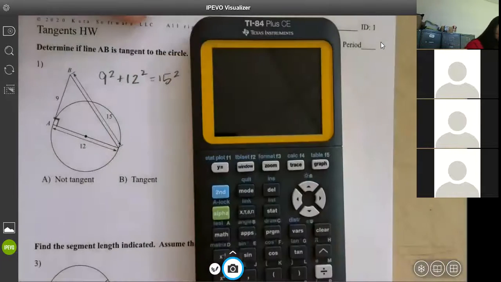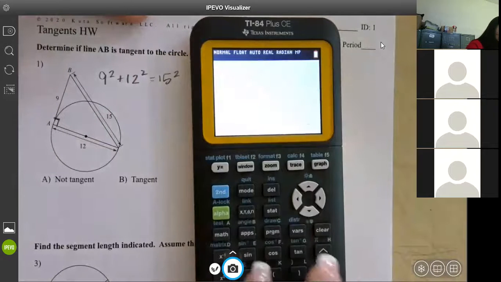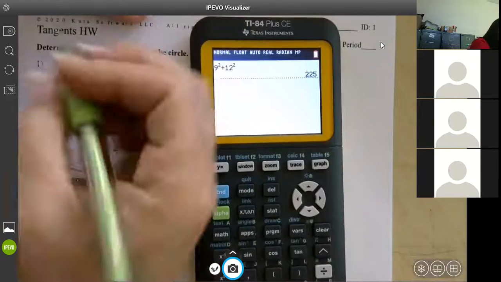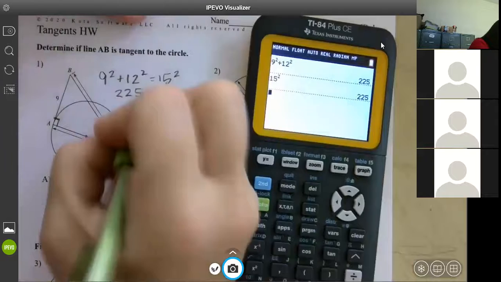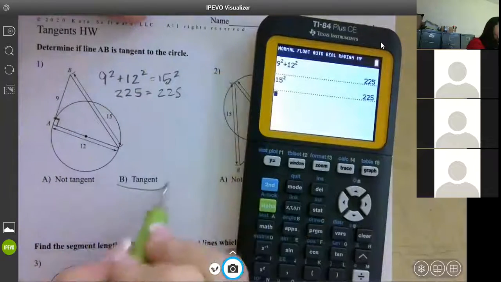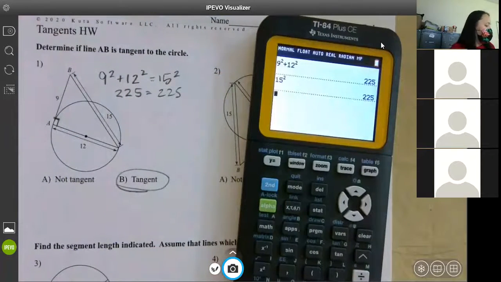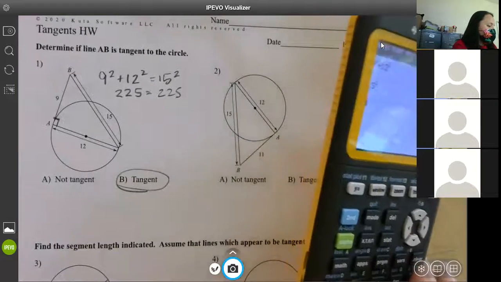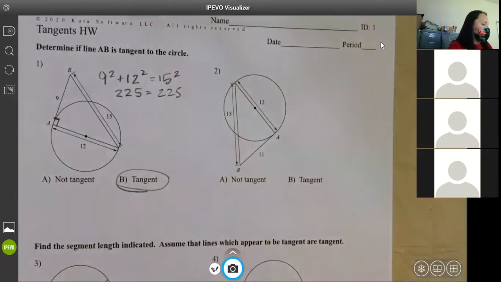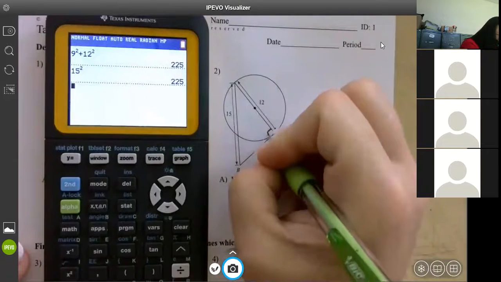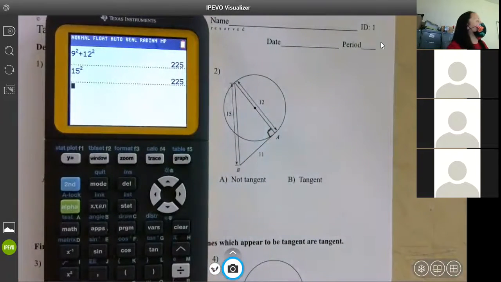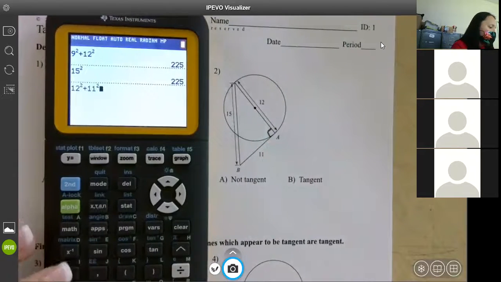All right. So then we test it. Sorry, 9 squared plus 12 squared is 225. 15 squared is 225. So they are tangent because they're equal. The next one is also easy. They don't make you do anything hard on there. So they already have the measures. Remember that your right angle is over here. If you forget that that's where your right angle is, remember your C is always your last measure. So you're going to do 12 squared and 11 squared.